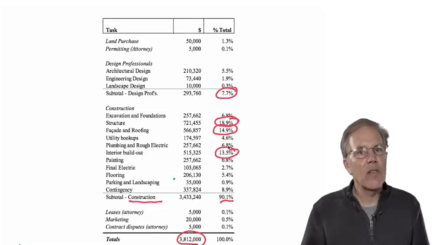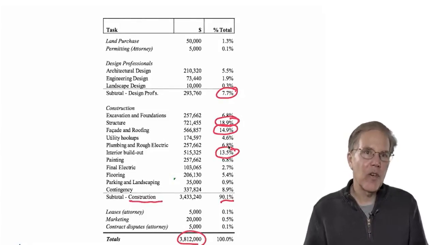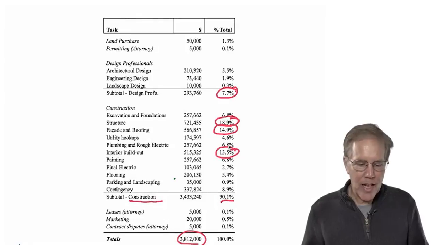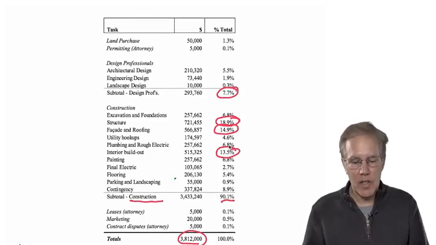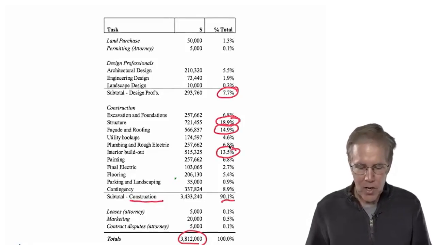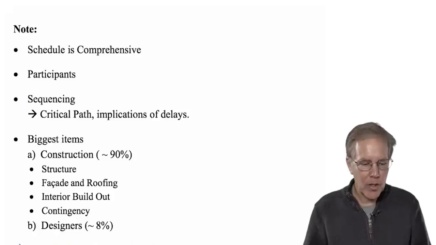And those are the things, as a developer, that you want to keep a very, very careful eye on. Can we reduce those things? Okay, if we get a 10% reduction in the structure, that's $70,000. That's not chump change. Okay, so you always want to keep an eye on your biggest costs. Make sure that those don't get out of line, and try to reduce them whenever you can.